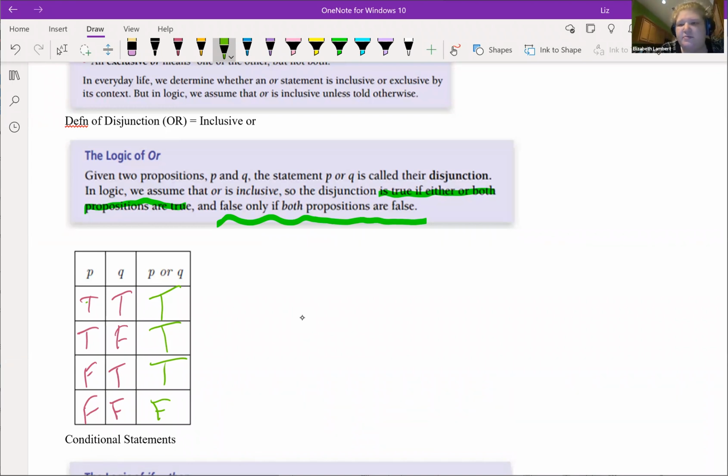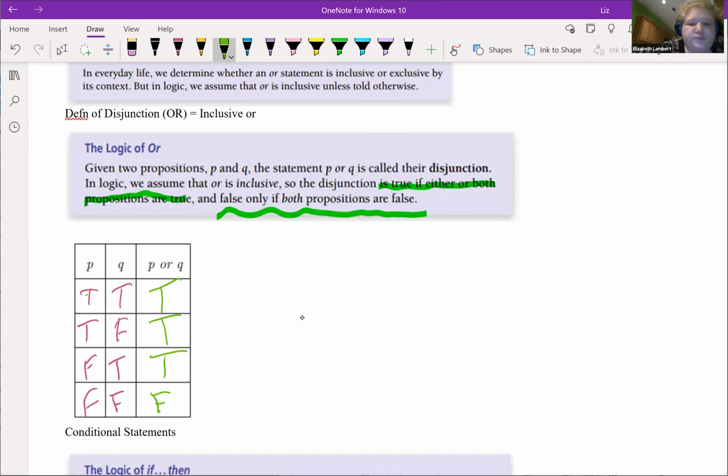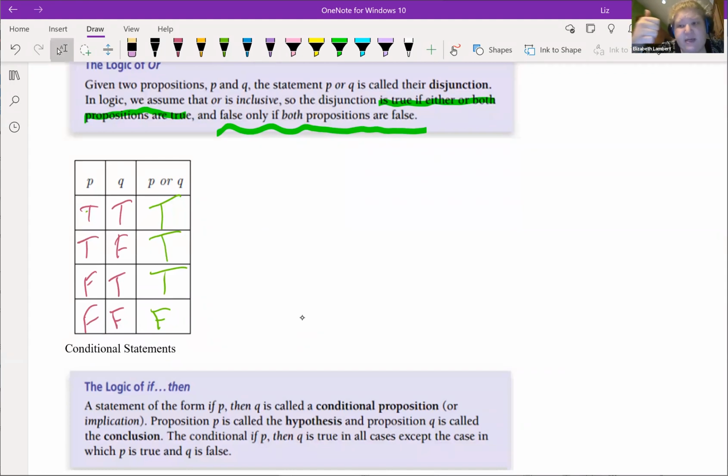In the circuits, this means as long as one of the leads going in is on, you get an on coming out. So it's just kind of a signal of, is there current? Yes. If there's no current at all, then you get nothing.